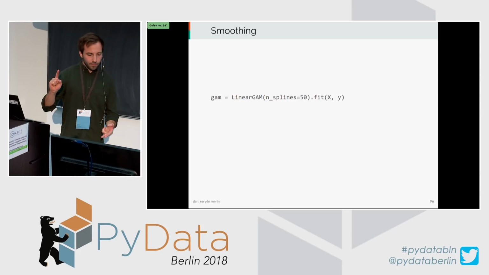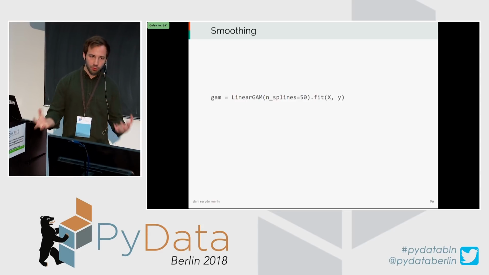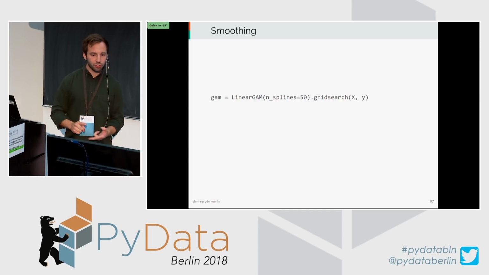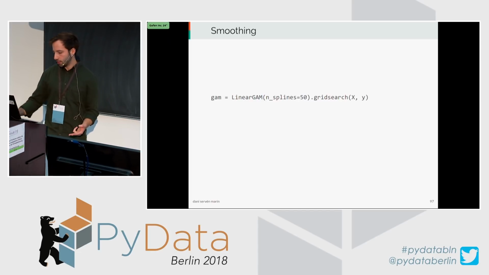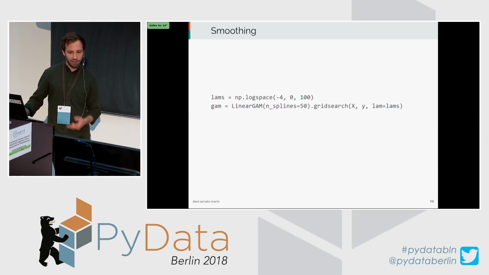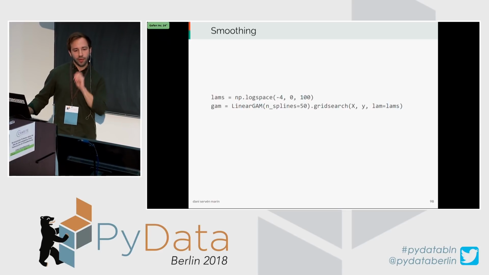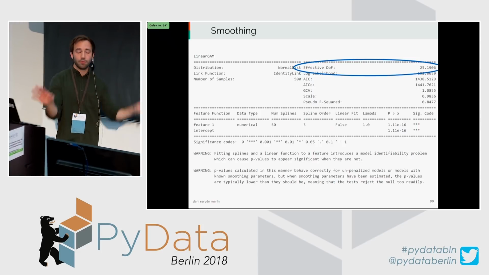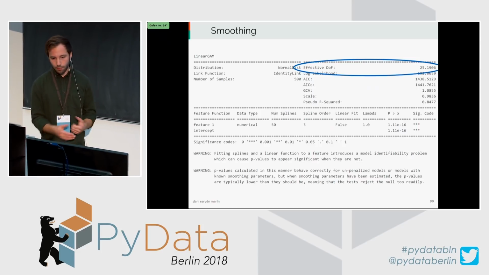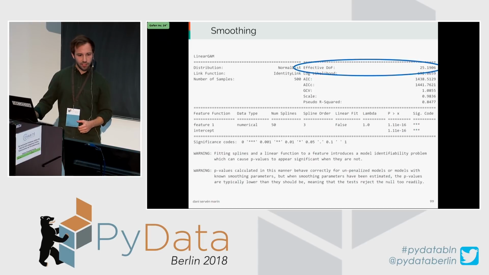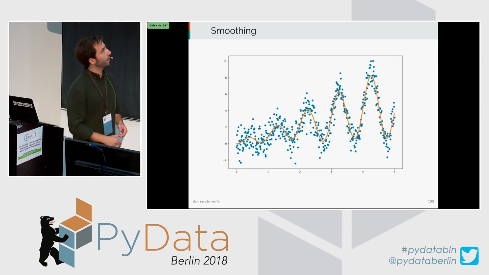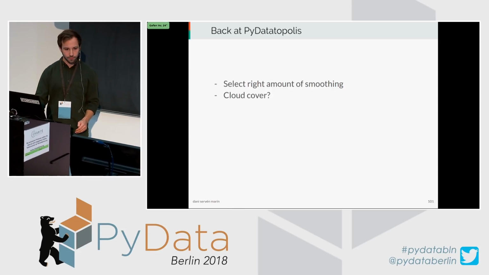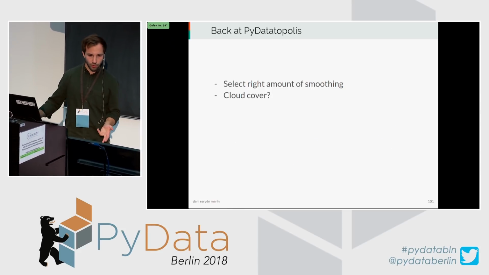Hyperparameter optimization, this smoothing parameter selection, is not an afterthought in pyGAM. All you have to do is replace the fit function with this grid search. And if you want to be even more specific, you can specify the grid at which you're looking. So here we specify 100 different functions, 100 different parameter settings. And we get that the model decides that 25 degrees of freedom is the best choice. And it looks quite nice, too. Not too straight, not too wiggly. Cool. So we kind of know how to do this.